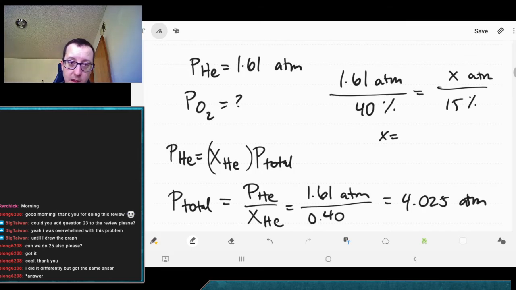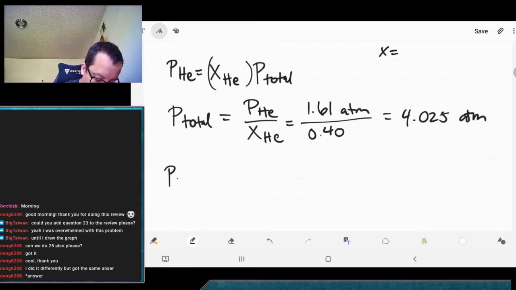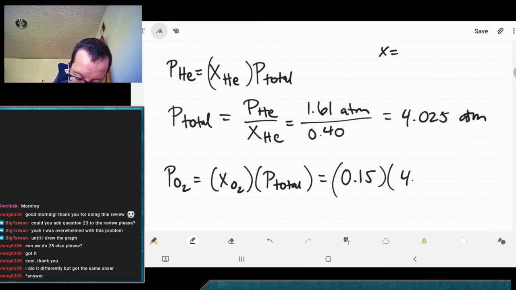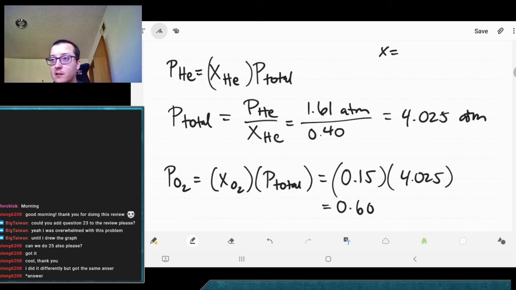Now we can go ahead and work with this. The pressure of oxygen is the mole fraction of oxygen times the total pressure, which is going to be 0.15 times 4.025. In either case, you should get the same answer. And so you'll get 0.60. Of course, it'll be atmospheres. That's not changed. Hooray!